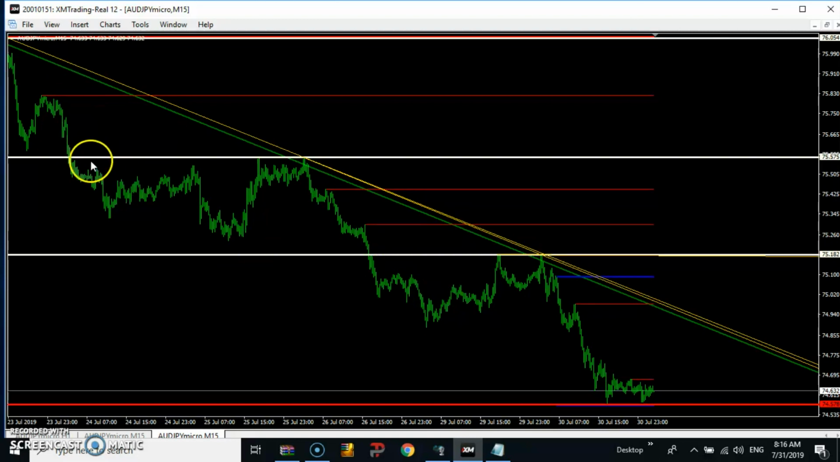When it breaks, it only breaks and struggles to go and touch. And when it touches, boom, 100 pips. When it breaks, it struggles to go and touch. When it touches, boom, 100 pips. Do you see this?